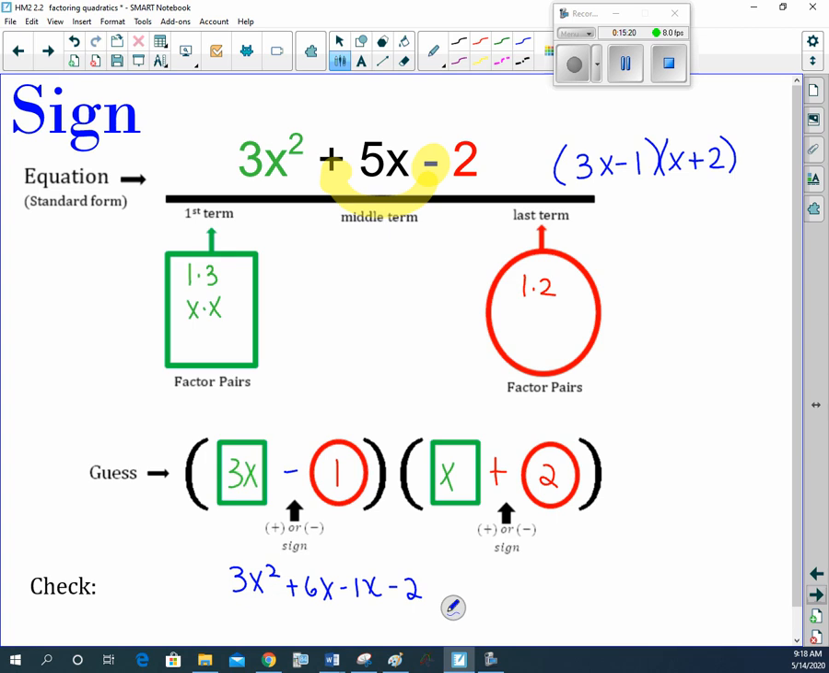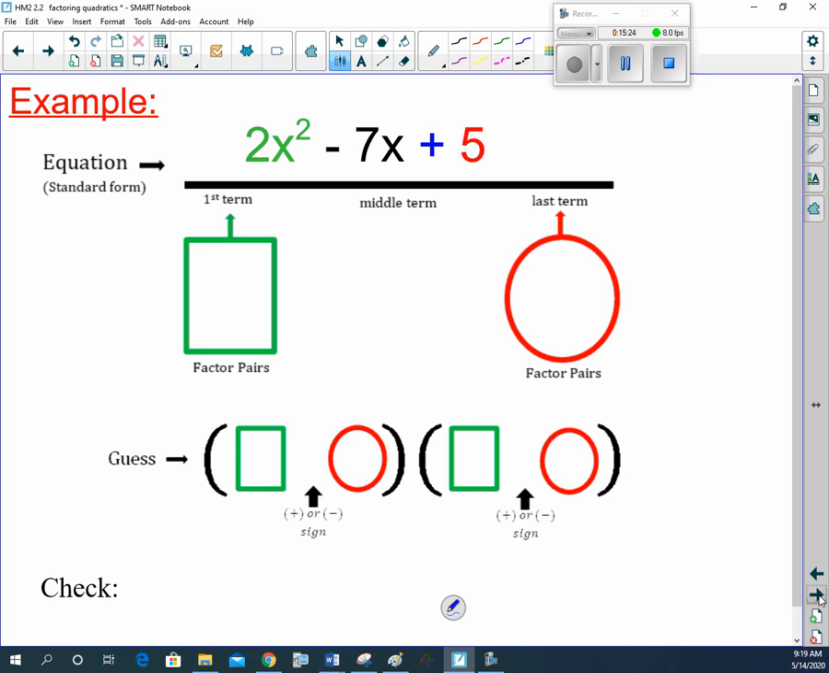Okay, so let's try it again. So this one, different numbers now. So now that we understand the end sign, we can figure out how to do this. A quick look here tells me it's a plus, so I know both my signs are identical. And what are they going to have to be? They're going to have to be something that adds to be a -7. So no guessing here. I already know.